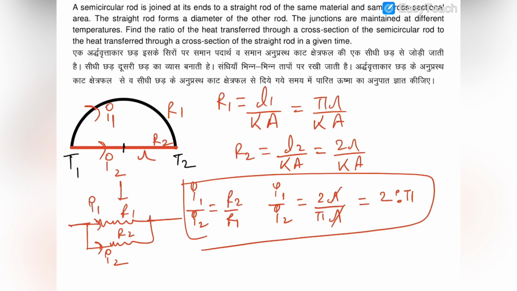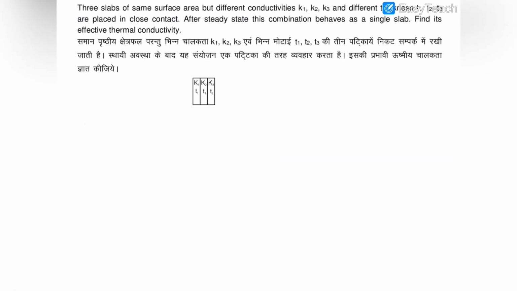Now let's move on to the next question. In this question, you can see that there are 3 slabs which are combined like that, and their thermal conductivities are different and their thicknesses are different, T1, T2 and T3. The area of cross section of each of them is the same. Now in a steady state, this combination behaves like a single slab, and we have to find out the effective thermal conductivity of that single slab.